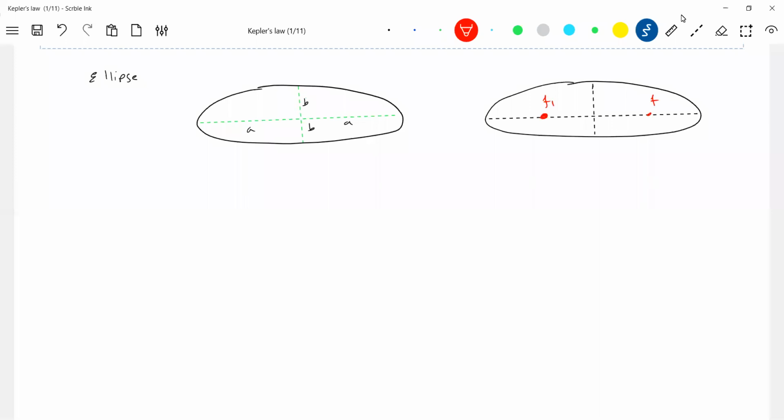Foci 1, foci 2. If it is only one, we'll call it focus. If there are two, we'll call them foci. F1, F2 are called the foci here. There's one basic small condition. So A is called the semi-major axis. Agree, no? So there's one condition.